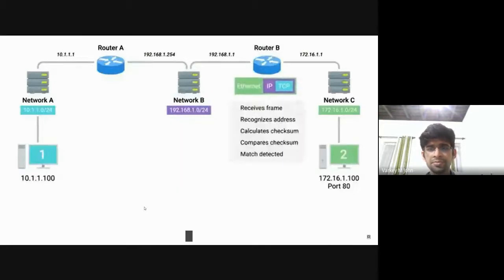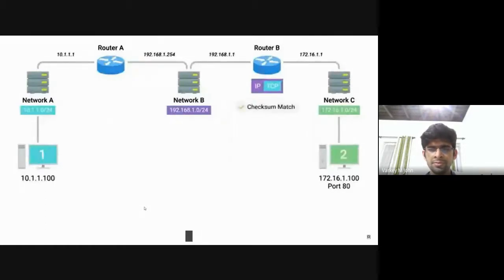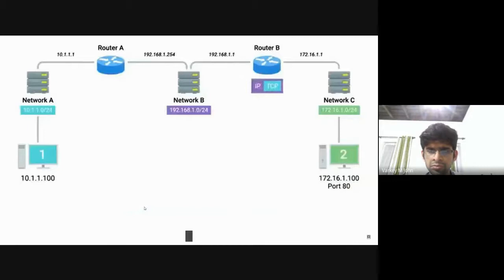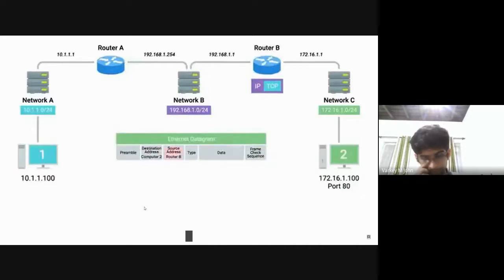Router B performs all the same checks, removes the Ethernet frame encapsulation, and performs a checksum against the IP datagram. It then examines the destination IP address. Looking at its router table, router B sees that the destination address of computer 2, or 172.16.1.100, is on a locally connected network. So it decrements the TTL by 1 again, calculates a new checksum, and creates a new IP datagram. This new IP datagram is again encapsulated by a new Ethernet frame, this one with the source and destination MAC address of router B and computer 2.